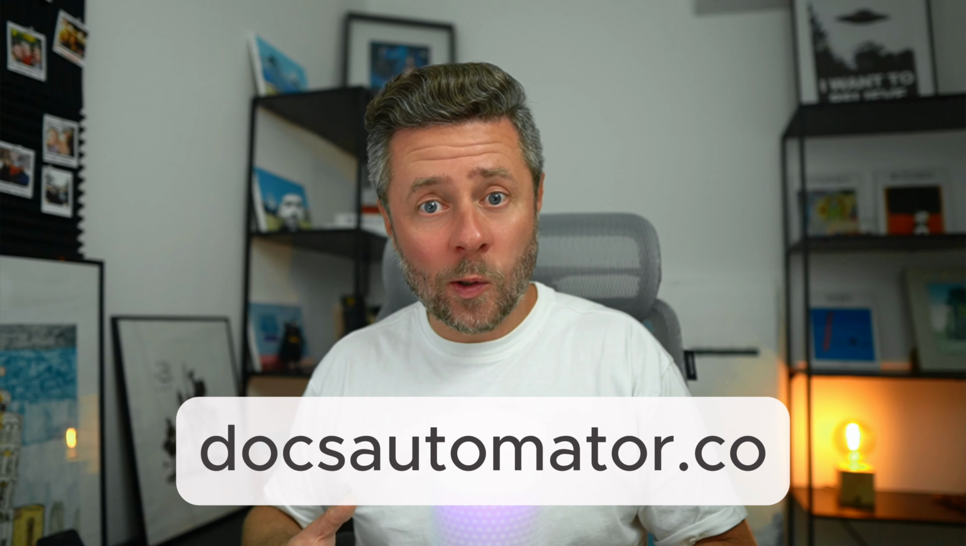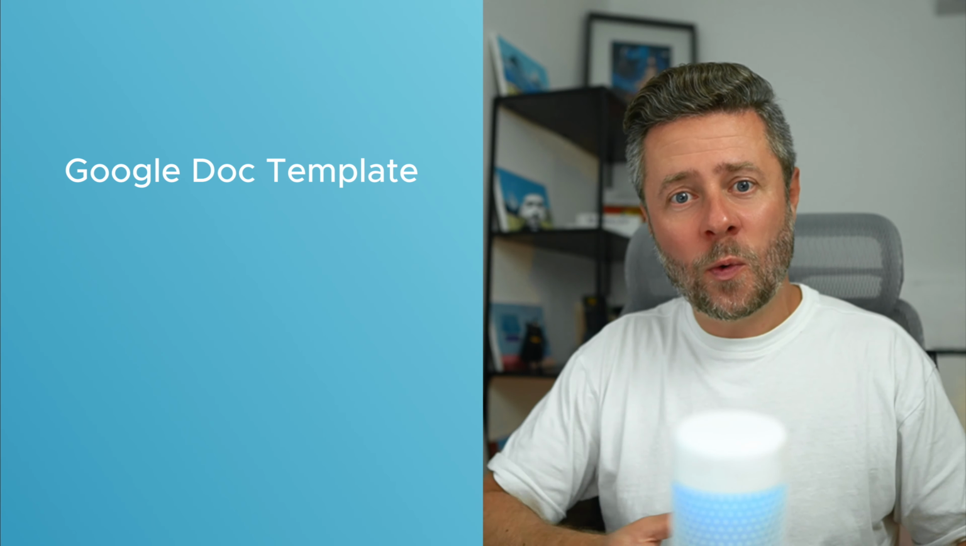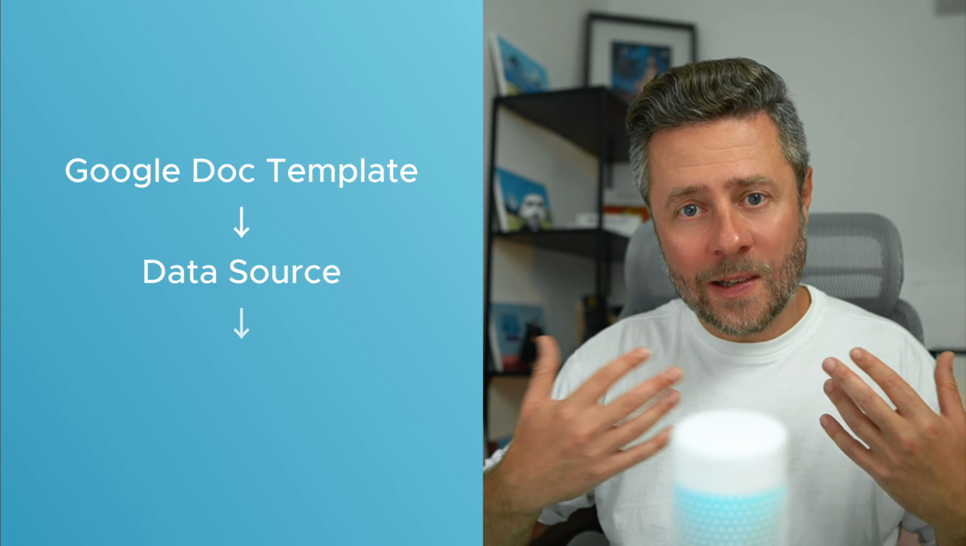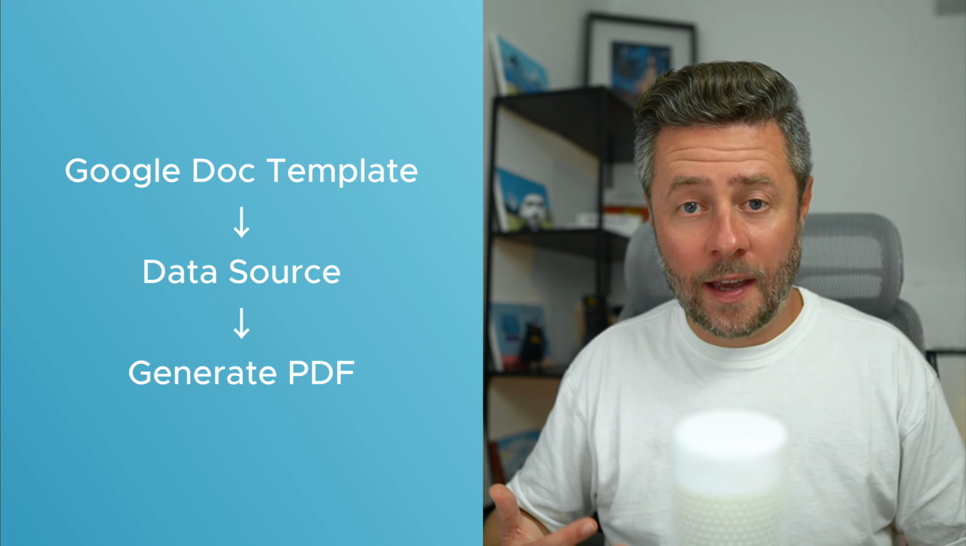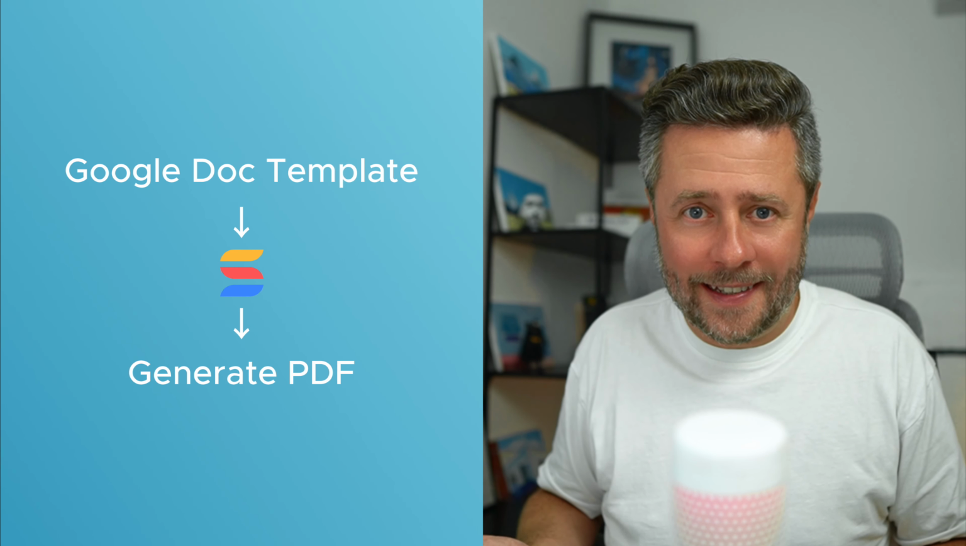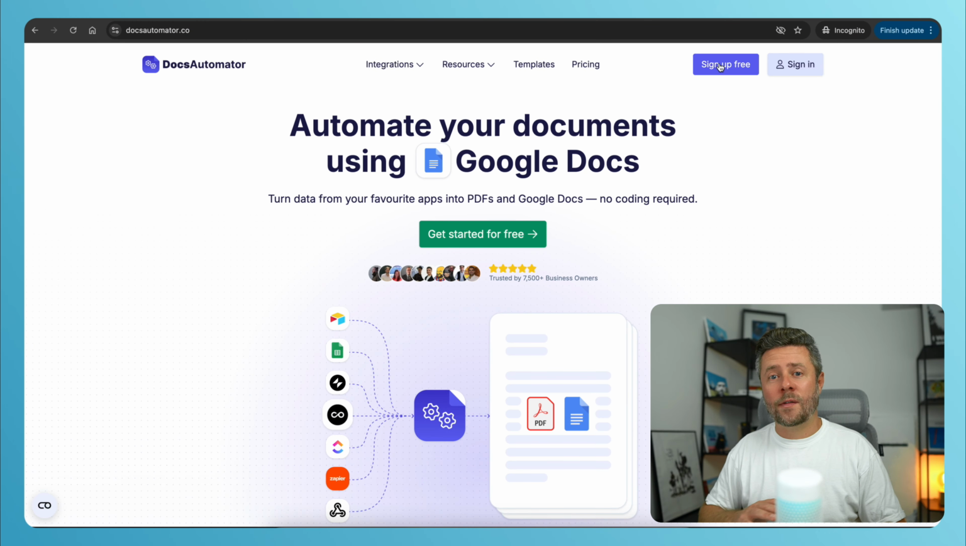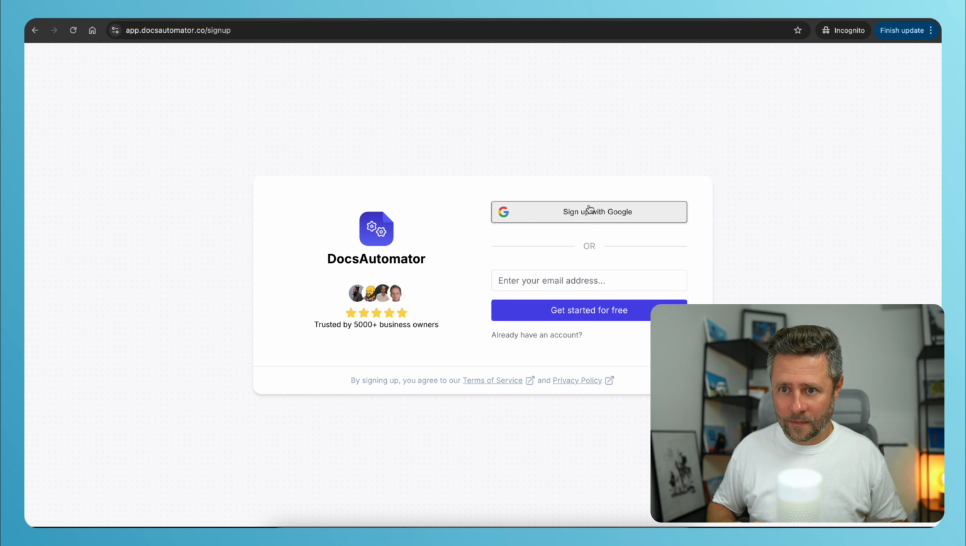DocsAutomator is an app that lets you hook up a Google Doc template to a certain data source and start generating documents out of it. In our case, SmartSuite will be that data source. So the first thing we need to do is to create an account in DocsAutomator. And the process is really simple, just takes a few seconds.